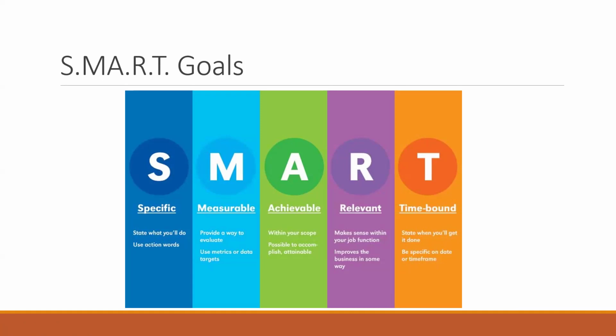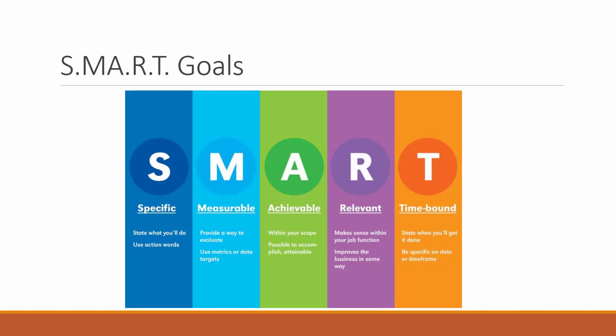And then make sure it's measurable. Provide a way to evaluate it using metrics or data targets. So what are the metrics? How are you going to do it? If it's regarding your GPA, your metrics will be looking at your grades and graded assignments, and being able to gauge where you stand in each of your courses to know how close you are to reaching that goal. And then make sure it's achievable.